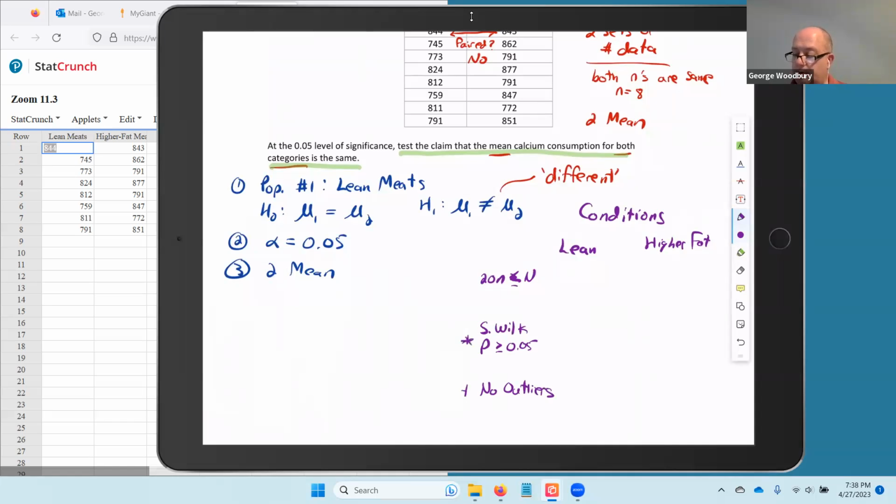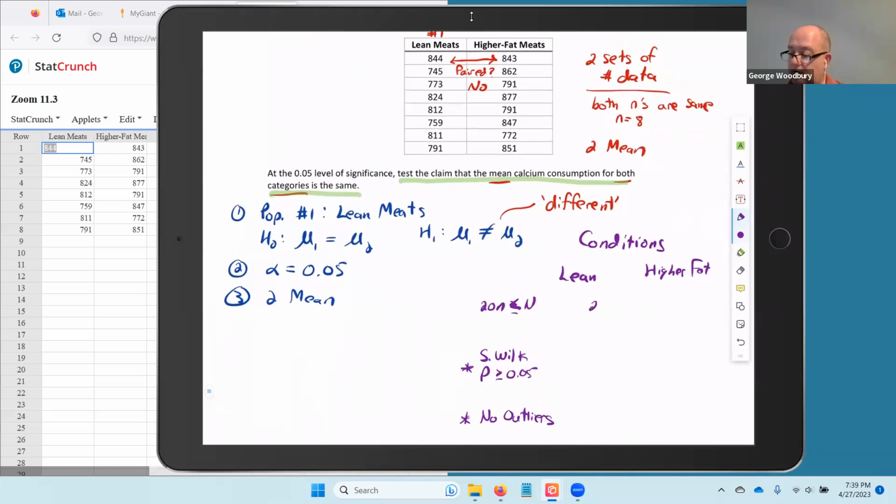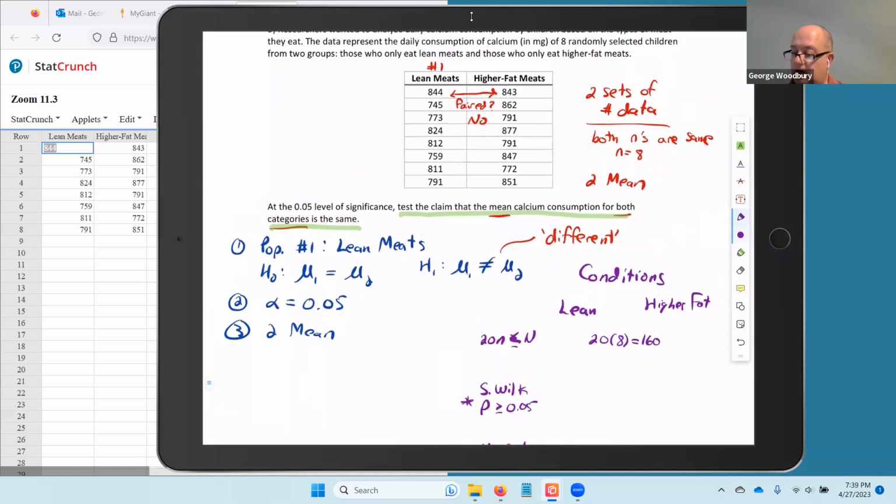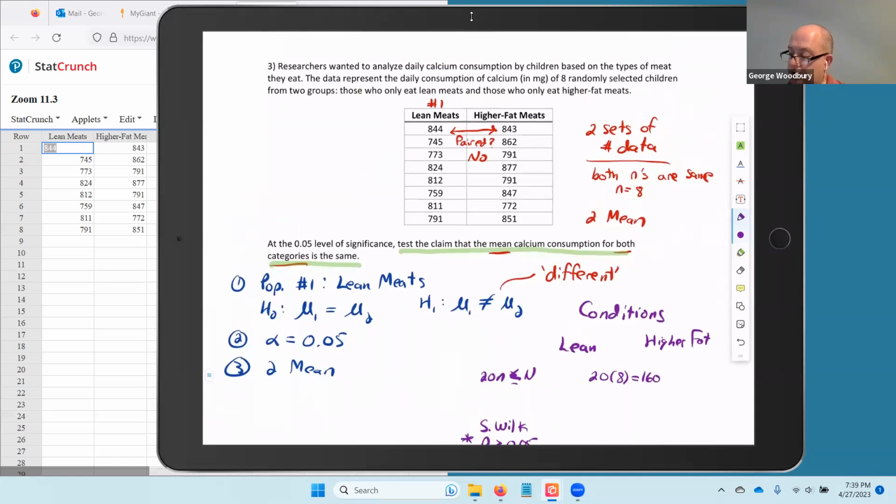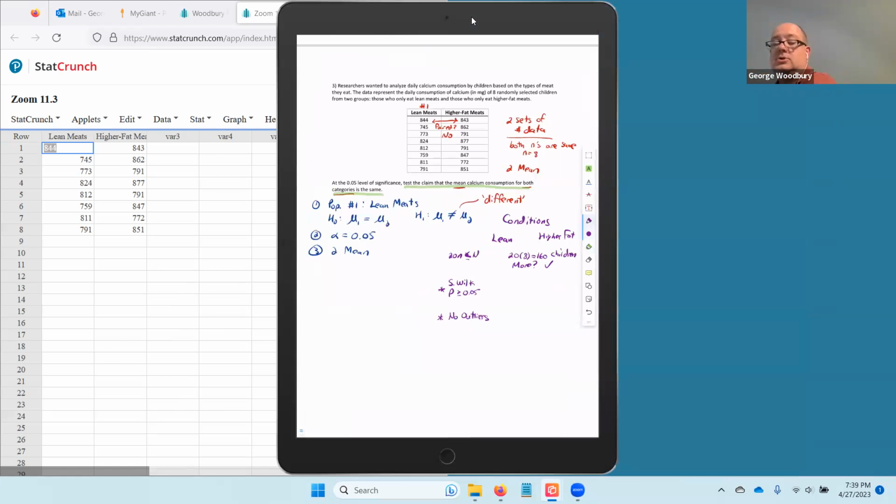The last two, we actually check when we're doing the calculations in StatCrunch. The first one we can check now. In both cases, these would be 20 times 8 or 160. These were children. Are there more than 160 children? Definitely. So that condition's locked in. We'll check the other two inside of StatCrunch.